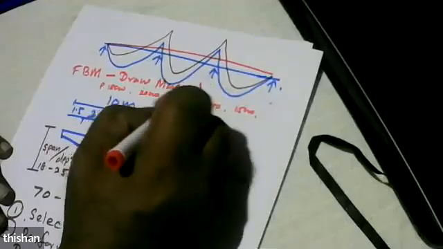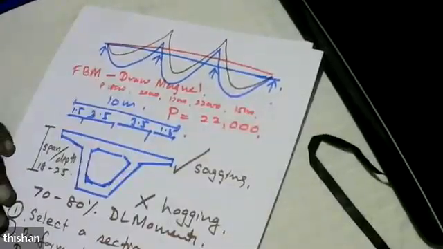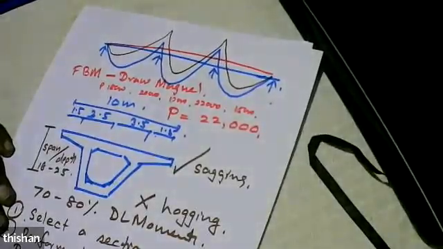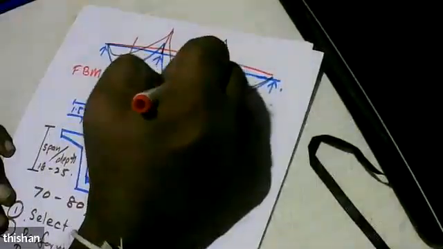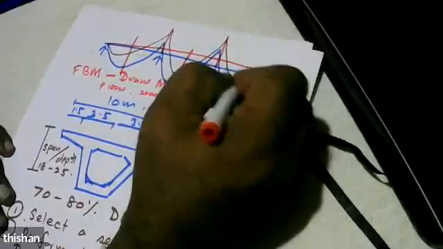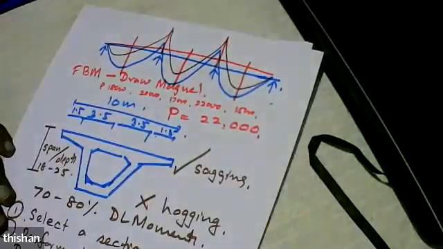So P 22,000. So we select a P, the maximum at critical section. So this one critical section, this is another critical section, this is another critical section, this is another critical section, this is another critical section. So you select the critical sections. The critical sections are the ones having the maximum sagging moment or maximum moment.